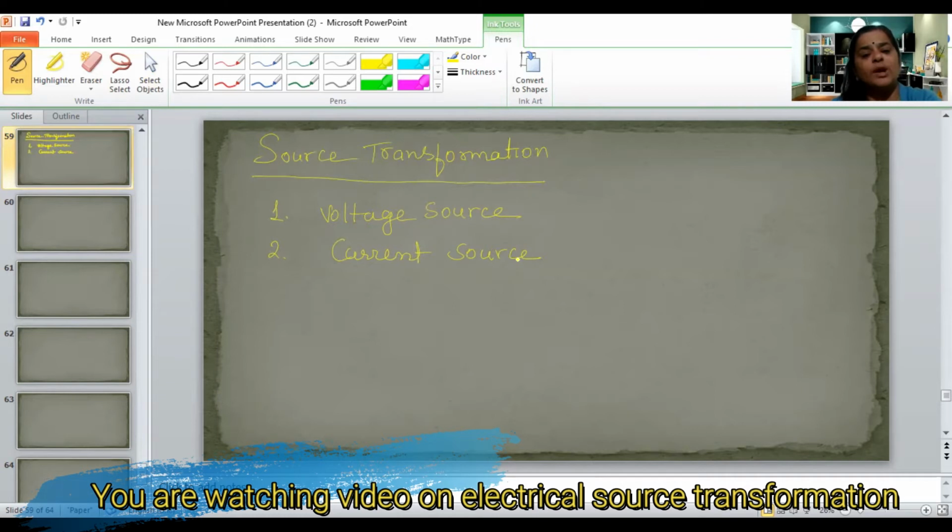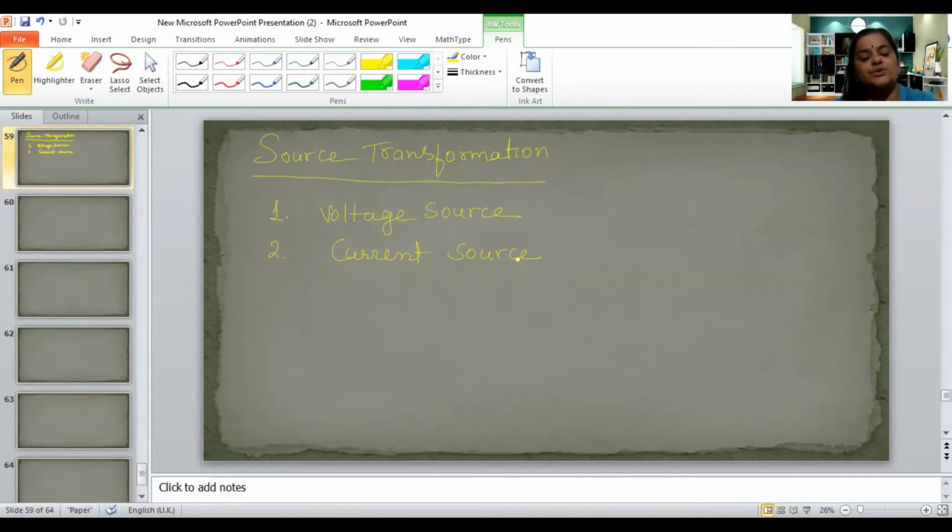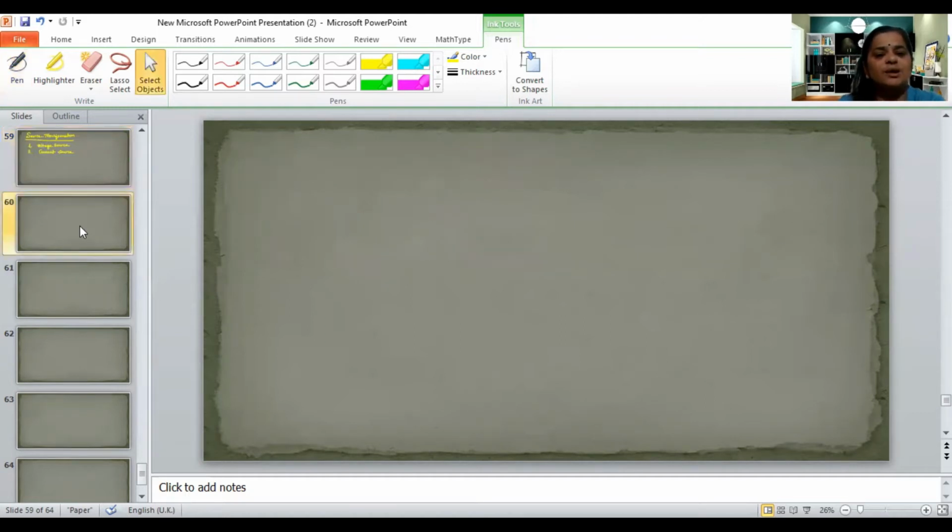Here I am simply going to tell you the conversion of a voltage source to a current source or a current source to a voltage source, and a similar process will be applicable for DC source conversion as well as AC source conversion. So let us start with the first conversion: if you have a voltage source and you want to convert that into a current source, that kind of conversion is called voltage source to current source transformation. How can we convert a voltage source into a current source?